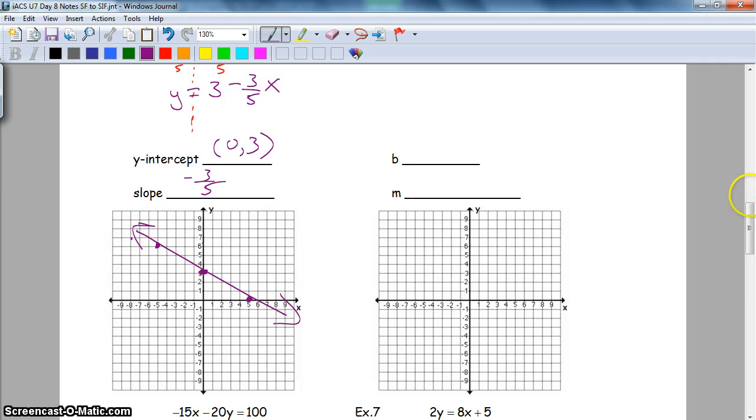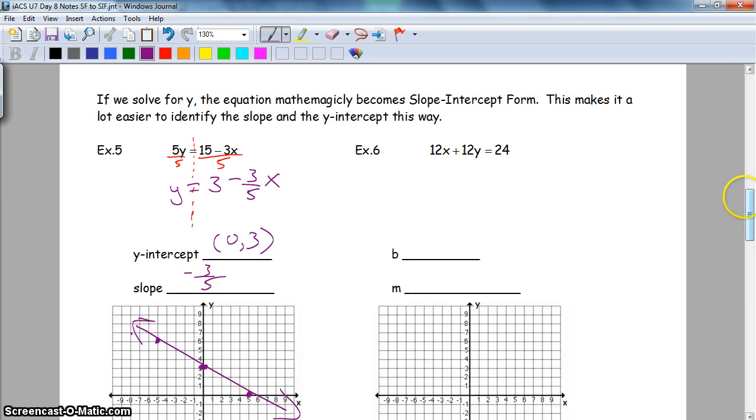Alright, let's do number 6. We gotta work a little hard to get y by itself. What needs to go away first? Now remember, whenever you're solving, you get rid of addition and subtraction first. So we're not going to get rid of this 12 in front of the y. We got to get rid of the 12x. So we're going to subtract 12x from both sides.